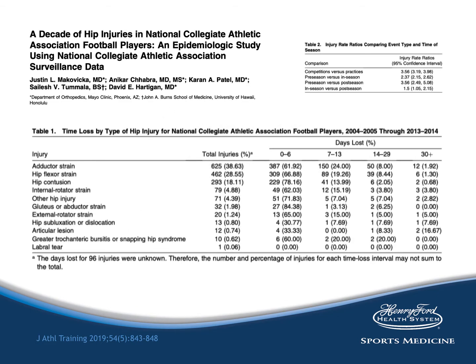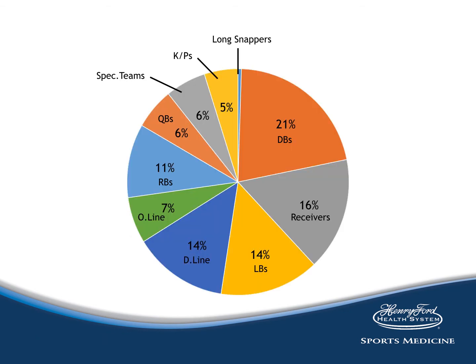The majority of these injuries resulted in time loss of less than 2 weeks, with almost 2/3 being less than a week. Almost all of these injuries were new. Only 9% or so were recurrent injuries, and only 1.1% required operative management. Here you can see the breakdown of the positions that were noted in this study. And again, this is NCAA football players.